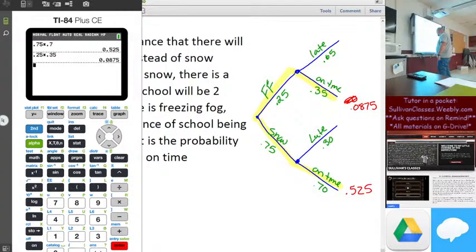Okay. So if these are the two different ways that this can happen, and they are mutually exclusive, they do not overlap. I can't have freezing fog and snow. Well, South Dakota we can, but in this probability tree we can't. I just add those two together. And that's it. So I'll say that answer plus this. So I'll say 61.25%.